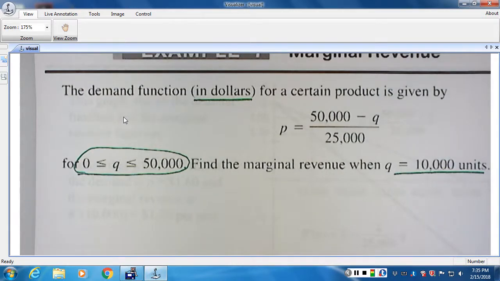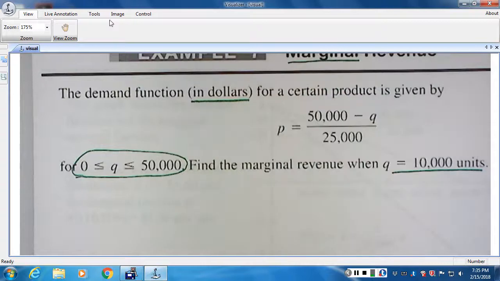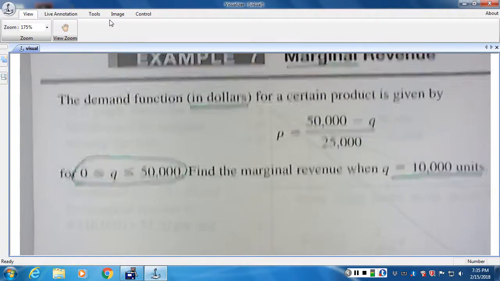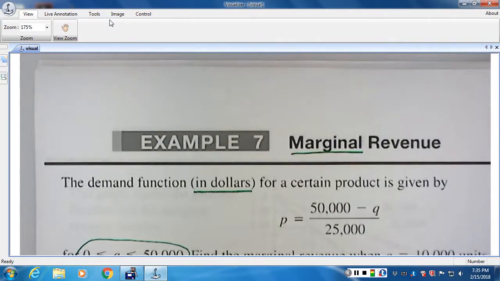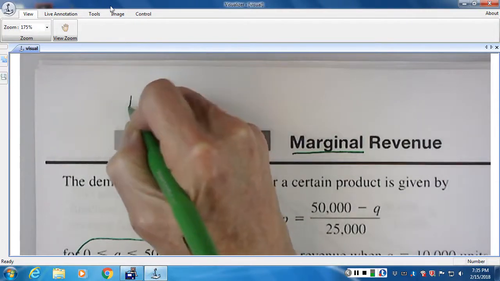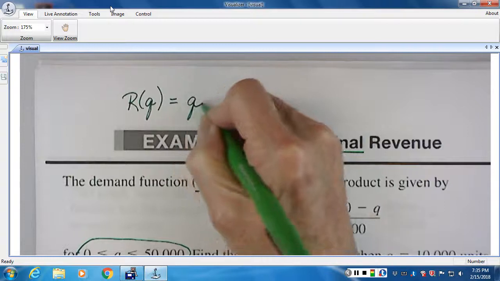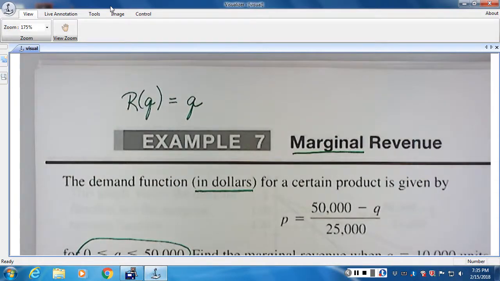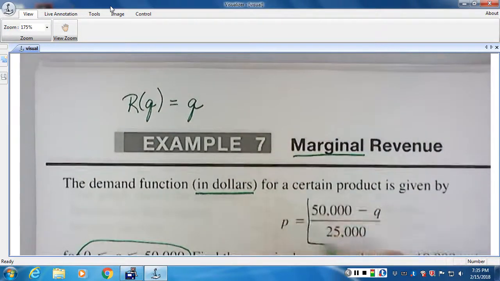So that's our demand function, and we want to talk about marginal revenue. Okay? And there's that word marginal again. Marginal means the rate of change of revenue. The first thing we're going to have for this is a revenue equation. Our revenue equation is dependent upon the quantity, Q 10,000s, and the price, but the price at that quantity is given by this.